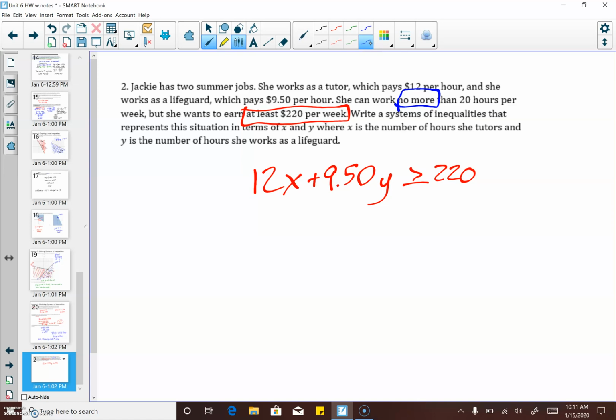For our second inequality, she can work no more than 20 hours. Well, that's the number of hours she works tutoring X, plus the number of hours she works as a lifeguard Y. And because she can work no more than 20 hours, that means she's 20 hours or less, which is less than or equal to 20. So those are our two inequalities that represent this. Without more information or without a graph, we can't solve this. So all we can do is just set it up like this.